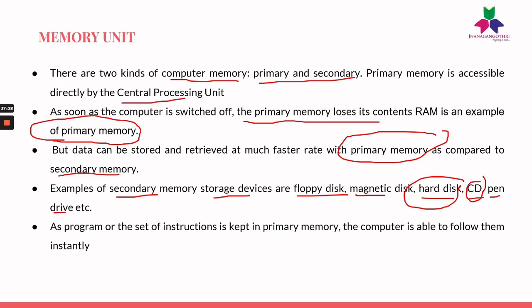In primary memory, what can we keep? We can keep programs or a set of instructions in primary memory, because the computer can access them instantly.